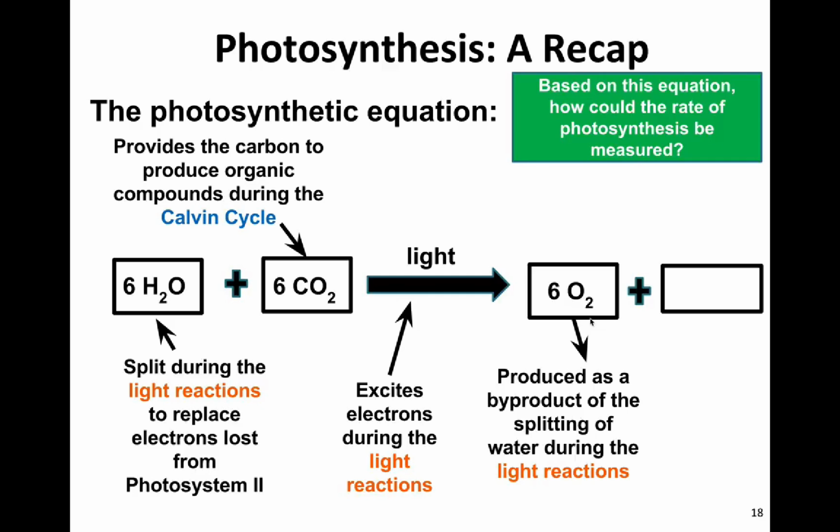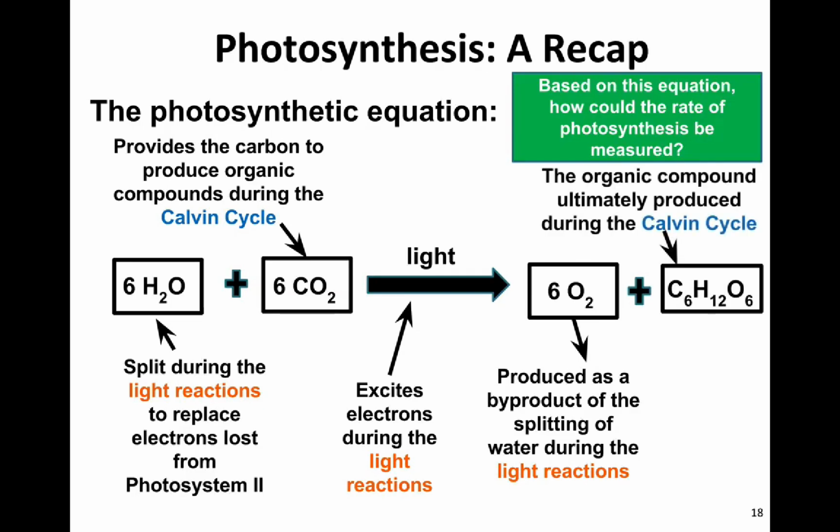And so we get that breathed out, and luckily for us, that happens. But it's really a byproduct of the photosynthetic pathway. It's really not a major component of it. But for us, of course, we would not be alive if we didn't have it. Then the last thing is, of course, the C6H12O6. And that is the organic compound that's ultimately produced during the Calvin cycle.